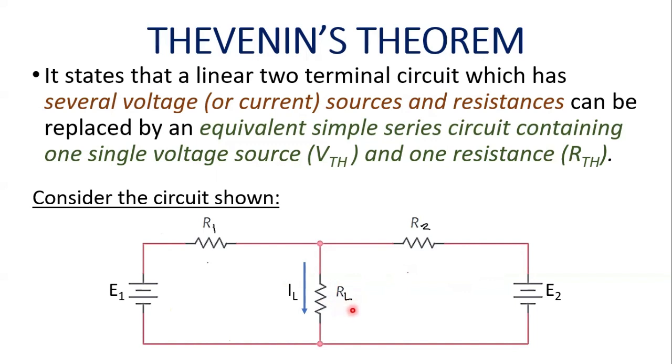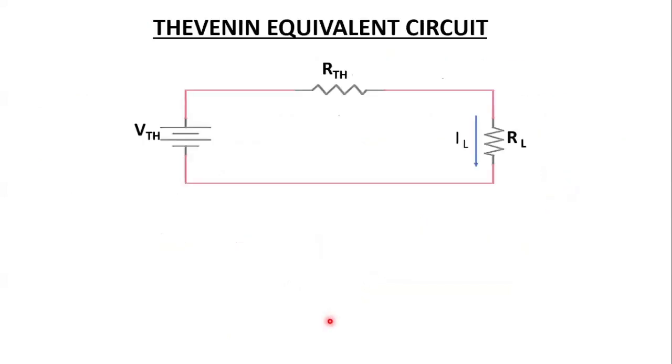If we change the value of the RL, we need to conduct another network analysis or circuit analysis to find IL. To avoid it, we need to use the Thevenin equivalent circuit, which is a simple series circuit that contains the VTH and the RTH, excluding the RL. So this is now the Thevenin equivalent circuit.